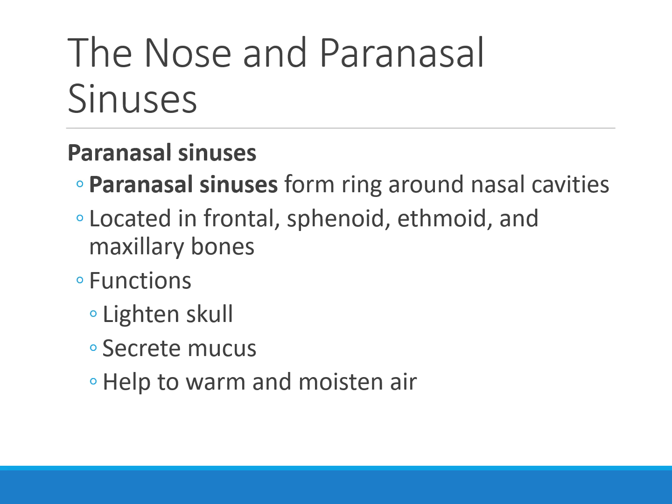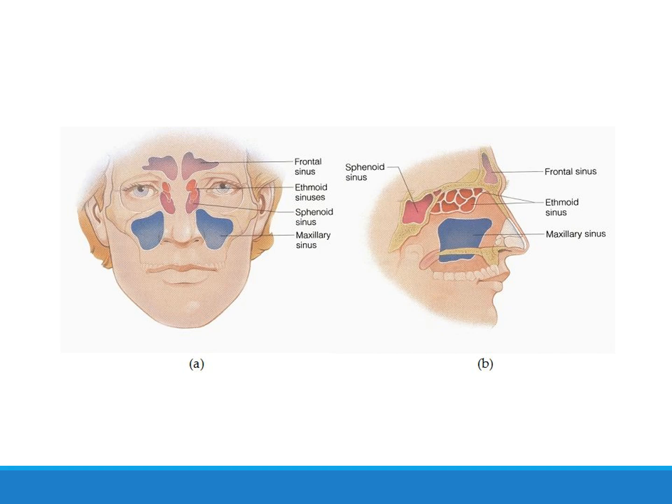The function of these sinuses is to lighten the skull so that your skull is a little bit lighter, to secrete mucus, which is where the sinuses get some of us in trouble, and to help to warm and moisten the air. So there are the sinuses. Again, there are two of them. You only had one frontal bone, but there are two frontal sinuses.